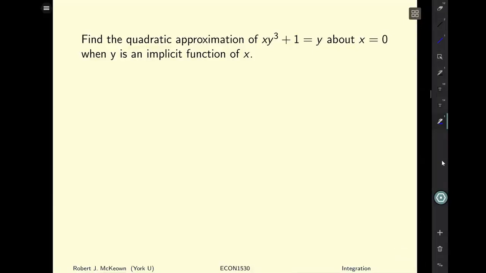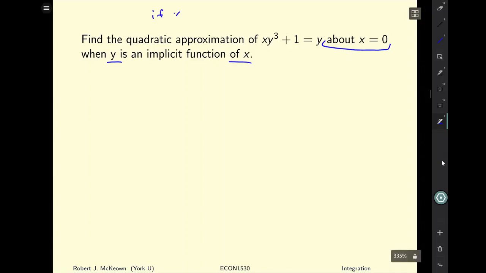Now we've got another practice question, so we're going to do another quadratic approximation. This time we have a much more difficult function to actually calculate. And it's an implicit function. We've got y being an implicit function of x. So let's take a look at it. Now, the first thing to notice is that we are asked to evaluate it about x is equal to 0.